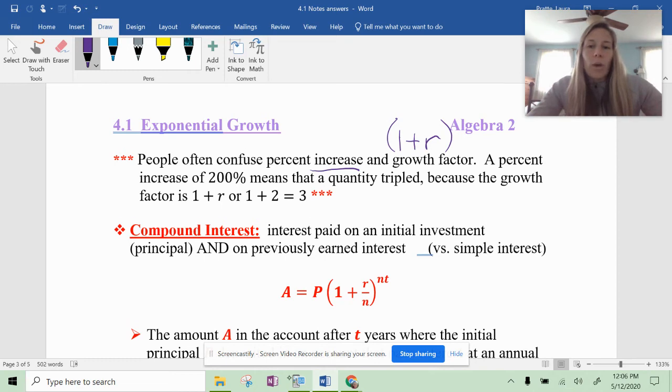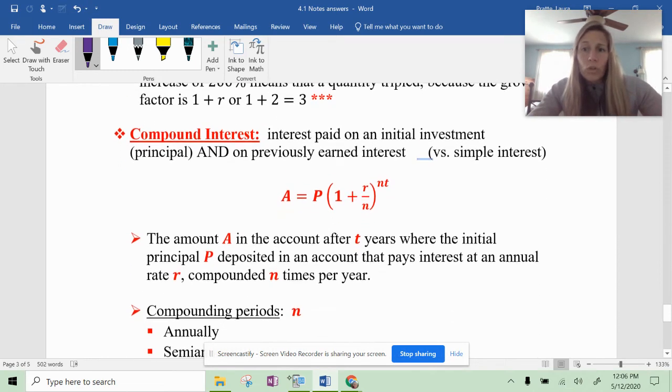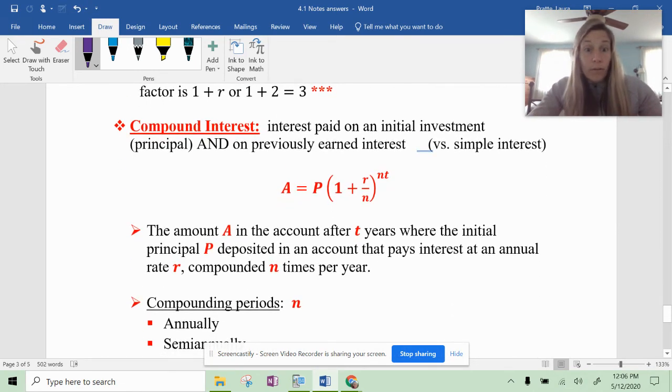And then finally, we have compound interest, which should be kind of interesting for everybody because it's something that deals with money. So compound interest is interest paid on an initial investment or a principal and previously earned interest. So let's say you invest $500, first month you make $5 of interest. Well, now the next month you're getting interest on $505. So your interest is accruing more. And that's obviously the whole point of investing.